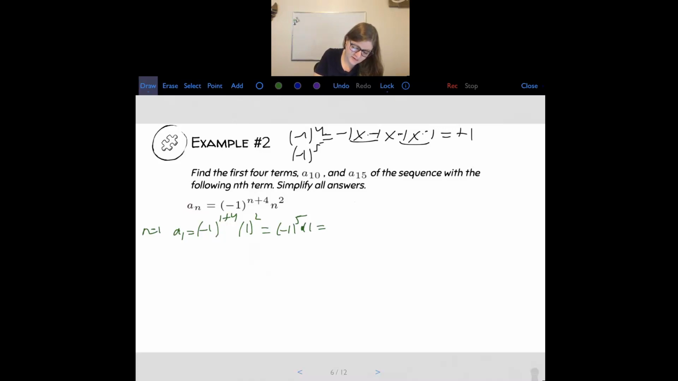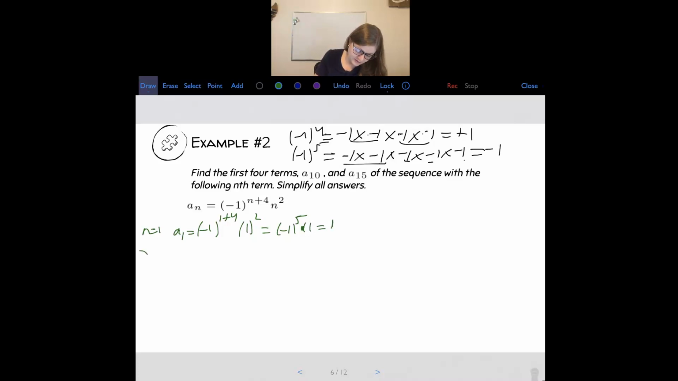But negative 1 to the 5th is negative 1, 2, 3, 4, 5. So negative 1 times negative 1 is 1, times negative 1 is negative 1, times another negative 1 is 1, times another negative 1 is negative 1. So I'm going to be using that. If negative 1 is raised to an even power, it's going to be positive 1. If negative 1 is raised to an odd power, it's going to be negative 1. So in this case, we just get 1.